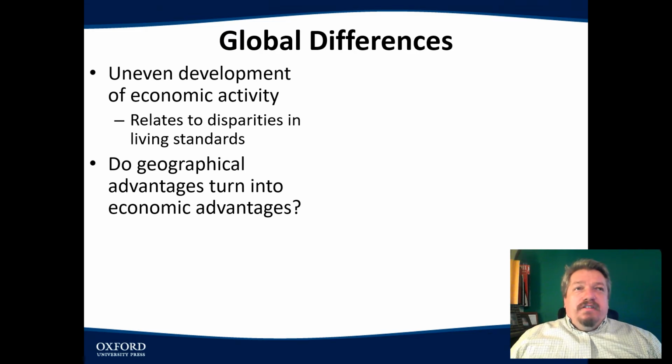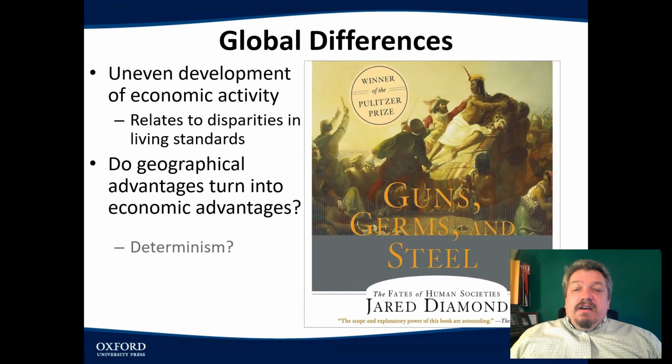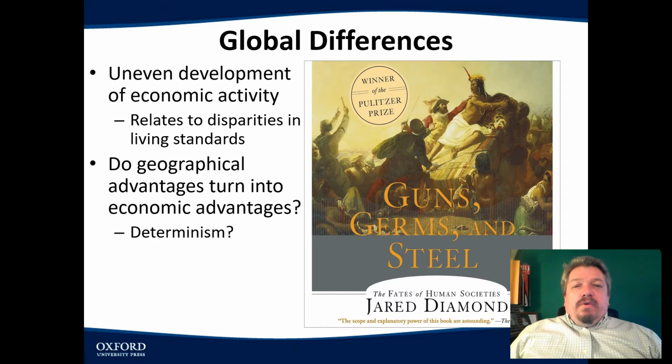Why are there differences? So geography looks at this. Are there geographical advantages that can be turned into economic advantages? Are some countries rich because of where they are and what they have? And this kind of goes back to the idea of determinism, right? In other words, the geography of your country will determine your economic activity.